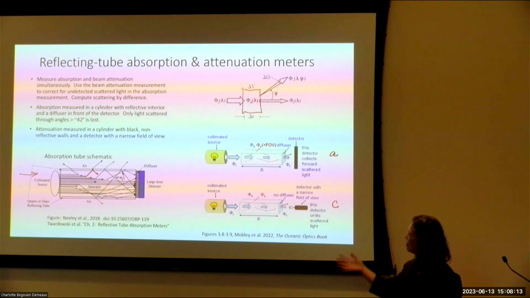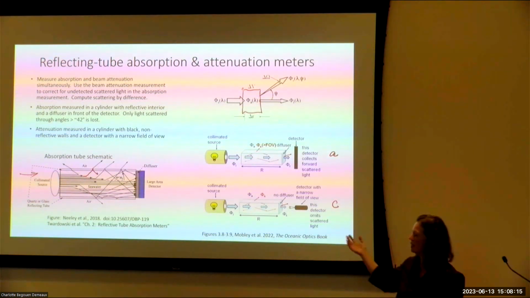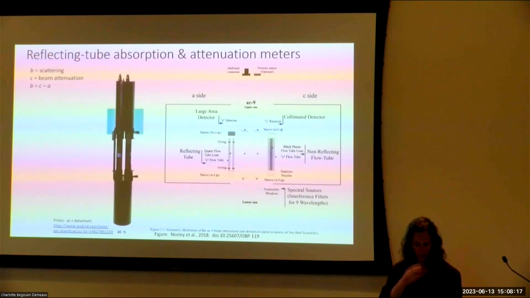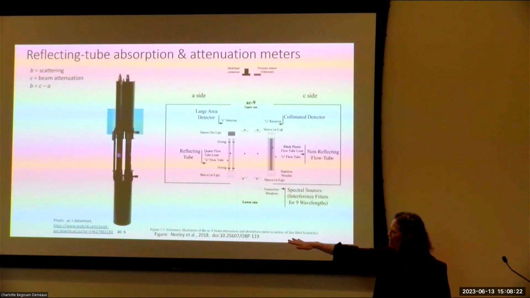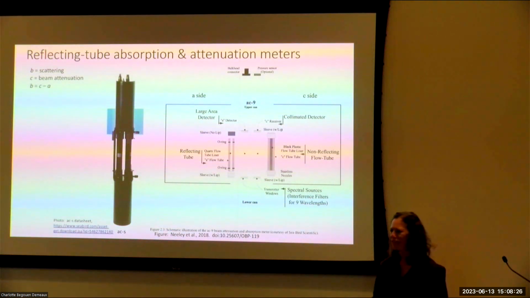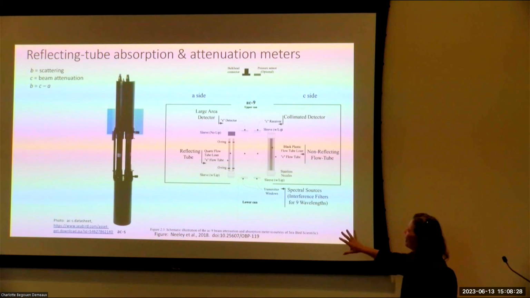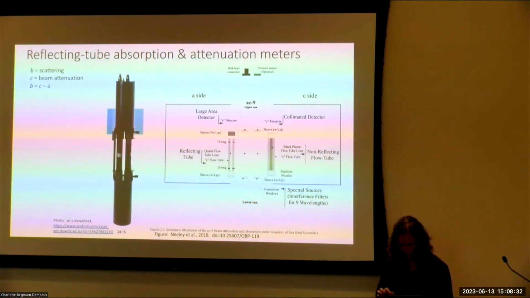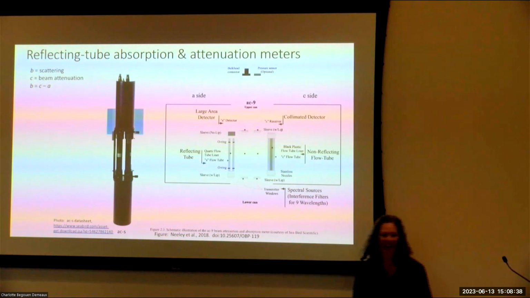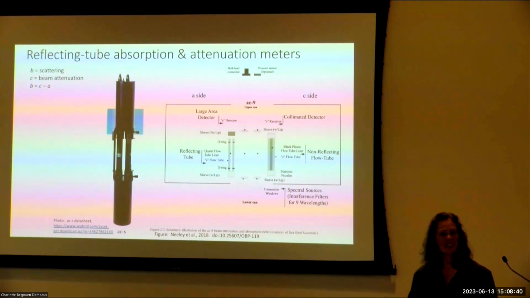And attenuation has black, non-reflective walls and a narrow field of view detector. This is a photo from the ACS datasheet at Seabird. That's what the instrument actually looks like. You will get your hands on it this afternoon. This also isn't showing up super well, but if you have the computer in front of you, you can follow the DOI and get the actual figure.